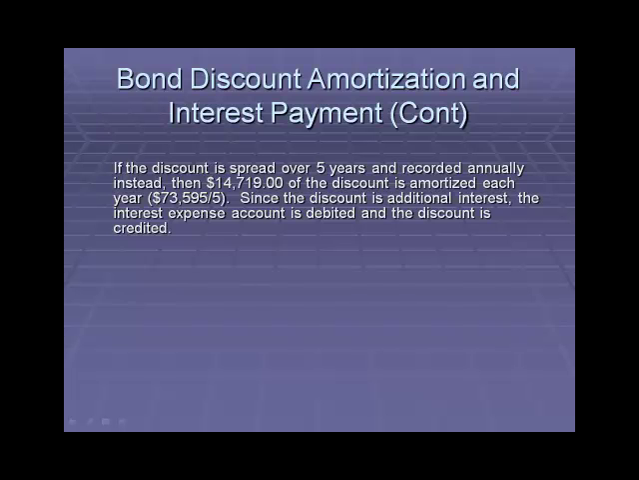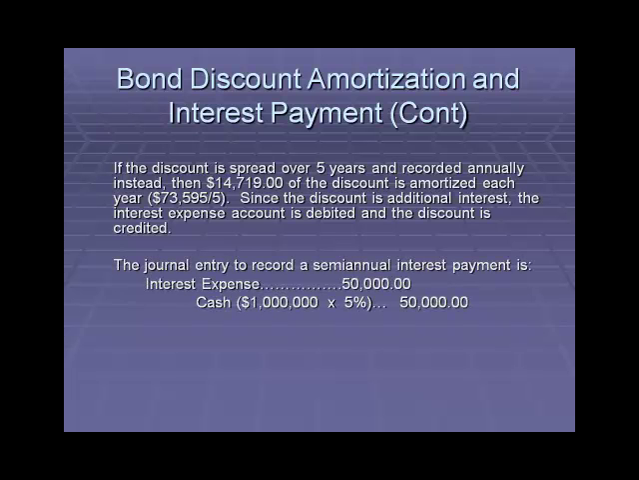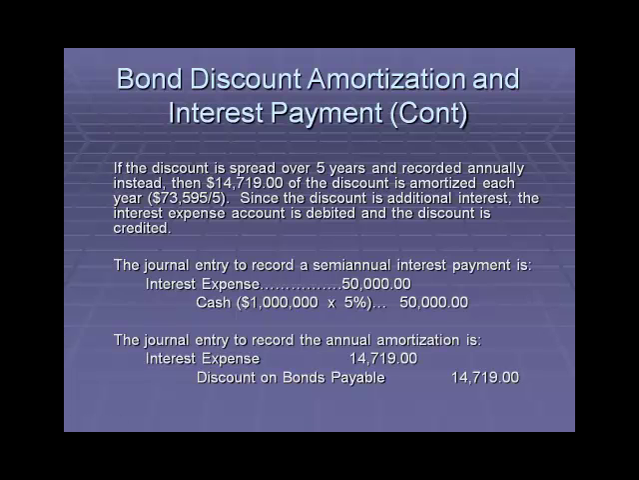If the discount is spread over 5 years and just recorded annually, then it's going to be double the $7,359.50 number to $14,719, which is the total discount amortized over 5 years. Again, it's additional interest. We could make this in two journal entries. The first one to record the actual cash payment of the interest of $50,000. The second one would be an annual amortization entry of the $14,719 for the amortization of the discount.